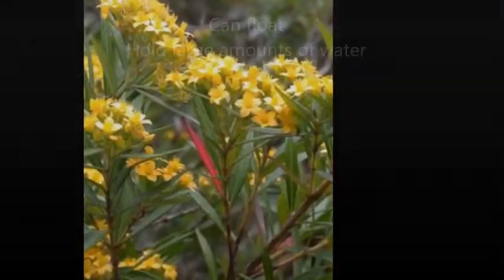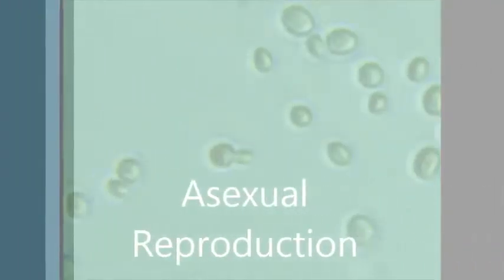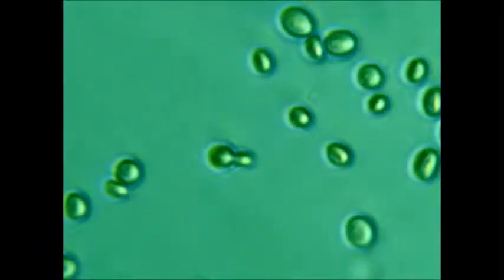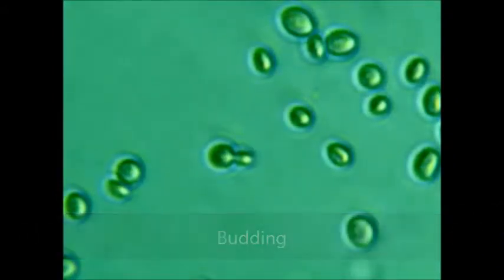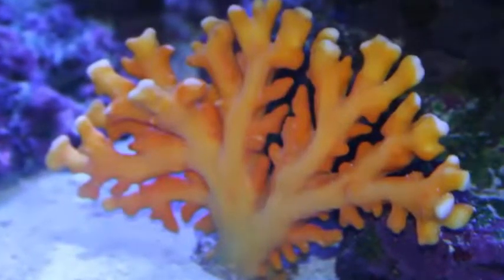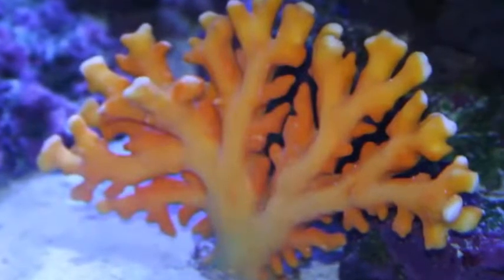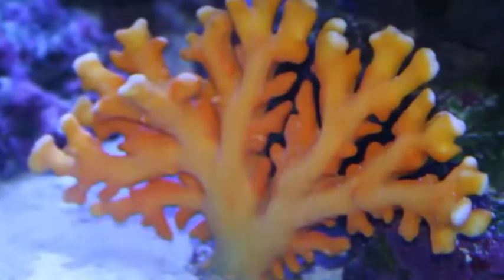Asexual reproduction is the formation of an offspring without the use of sex cells. One type of asexual reproduction is budding. This is when a parent cell produces a replica of itself and the replica continues to grow as a new organism attached to the parent cell. An example of this is coral.